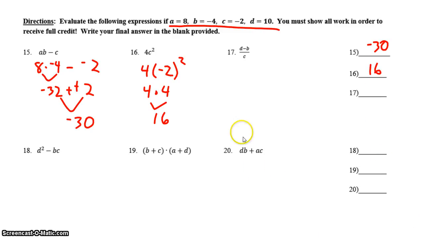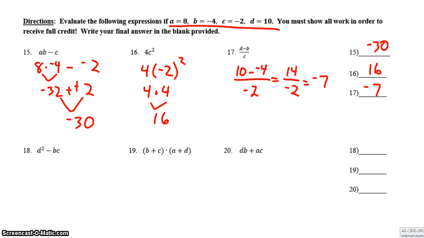In 17, you'll see it's d minus b, which is -4, over c, which is -2. So it's really two problems, the top and the bottom. On top, 10 minus -4 would become 10 plus 4, which is 14, over -2, and 14 over -2 equals -7.